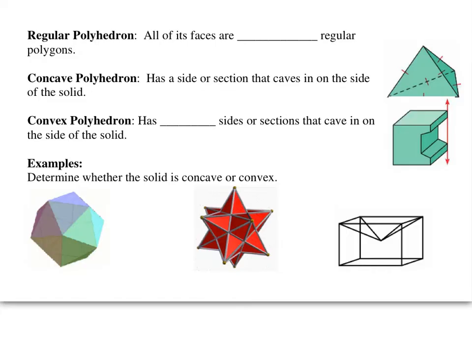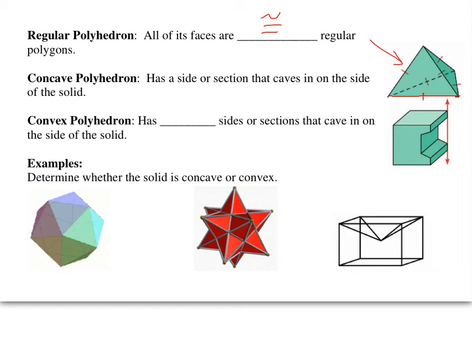Next up, this is just a few more definitions. So regular polyhedron means that all of the faces are congruent regular polygons. So looking at this prism right here, and one of the sides is missing right there, but you can kind of see it. But if you look at it, all of these segment lines are congruent, and all those triangles then are going to be congruent triangles. So that's a regular polyhedron.